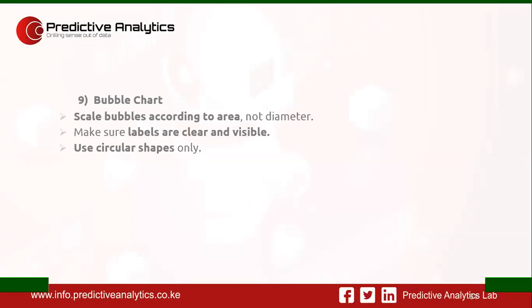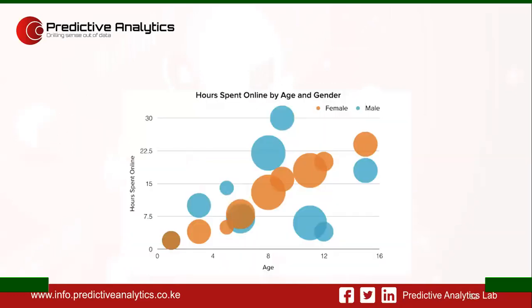Best practices: scale bubbles according to area, not diameter. Make sure labels are clear and visible. Use circular shapes only. Very important. Only circular shapes. So this is a bubble chart.